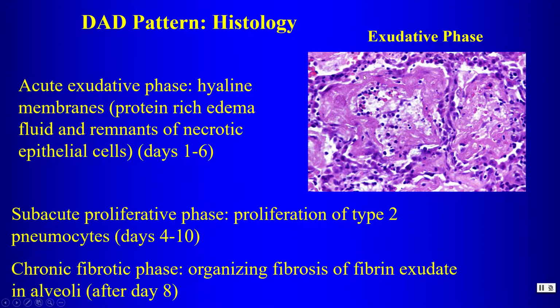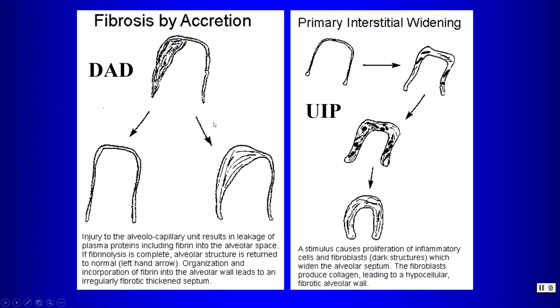Here we see the acute exudative phase. We see all of this material here that is leaked out into the alveolar spaces. It's interesting that the fibrosis from ARDS occurs as fibrosis of accretion, meaning that the material that is spilled out into the air spaces is incorporated into the alveolar walls by fibroblasts, as opposed to the fibrosis that we see with interstitial lung diseases like idiopathic pulmonary fibrosis or UIP. Here the fibroblasts are in the interstitium, and the fibrosis occurs within the interstitium.